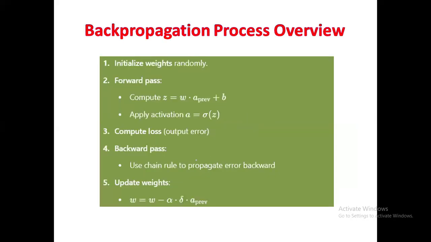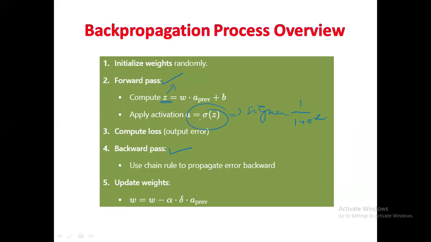And the backpropagation flow overview, this we have seen in the previous lecture. The backpropagation involves two main phases. What are the two main phases? Forward pass and backward pass. In the forward pass, we compute the linear combination, this is the weighted sum of the input, z equals W into A previous plus B. And we have to apply the activation function sigma of z. This is the sigmoidal function, 1 divided by 1 plus e power minus z, and a is equal to sigma of z.